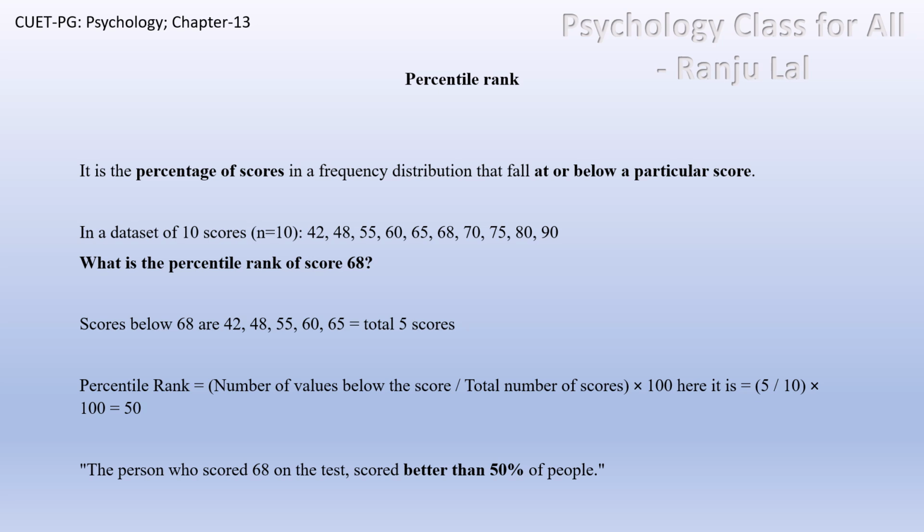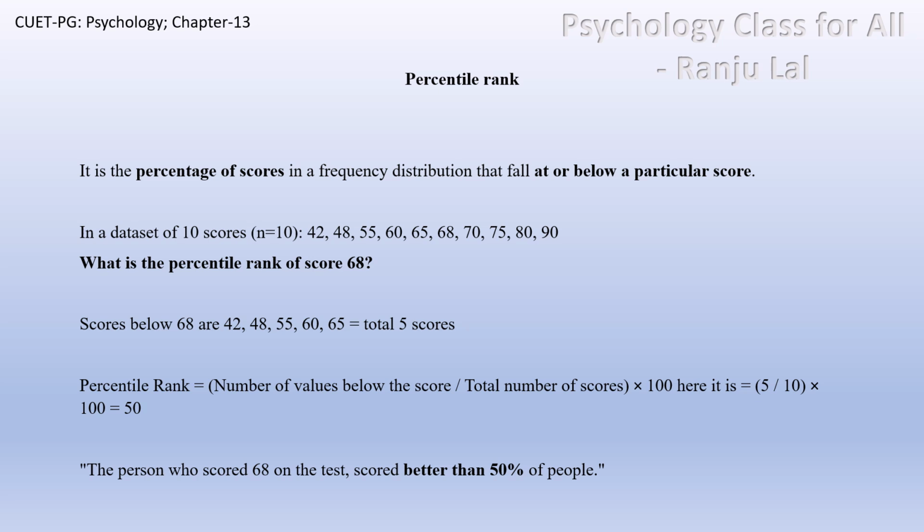So percentile rank is the percentage of scores in a frequency distribution that fall at or below a particular score. Percentile rank indicates the percentage of scores that fall below a specific score in a distribution. It's particularly useful in educational and psychological assessments to determine how an individual's score compares to others.